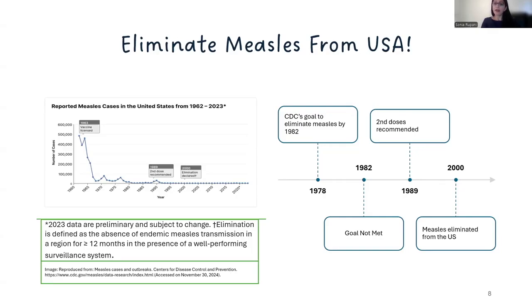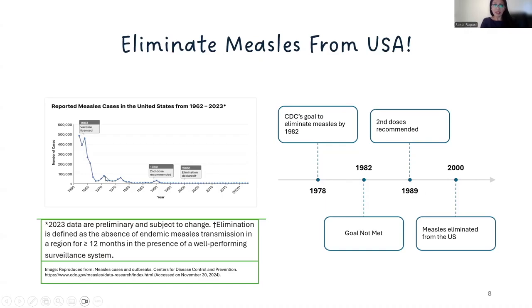Later, in 2000, we finally reached that mark where there was not a single case. There was no case of measles the entire year. So 12 consecutive months, there was no transmission of measles in the United States, and the public health officials made a declaration that, yes, we've eliminated measles from the United States. So that was like our great thing.